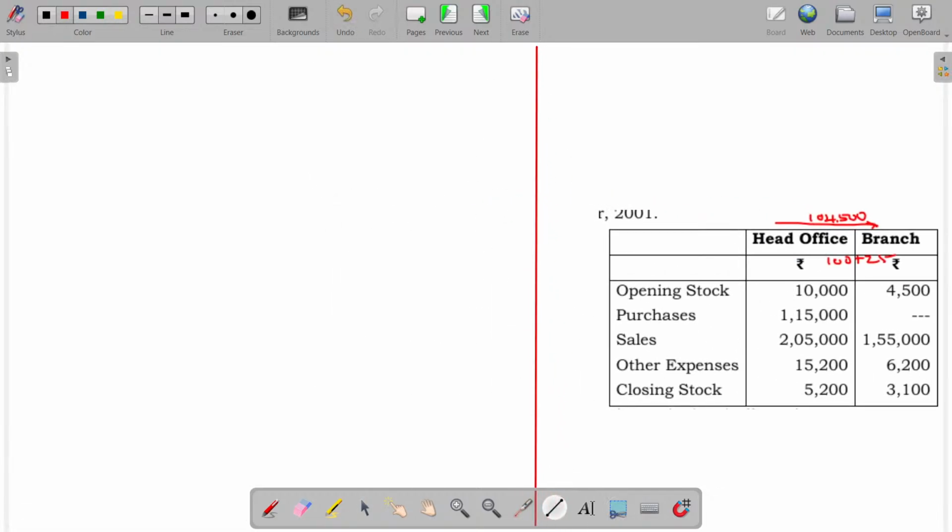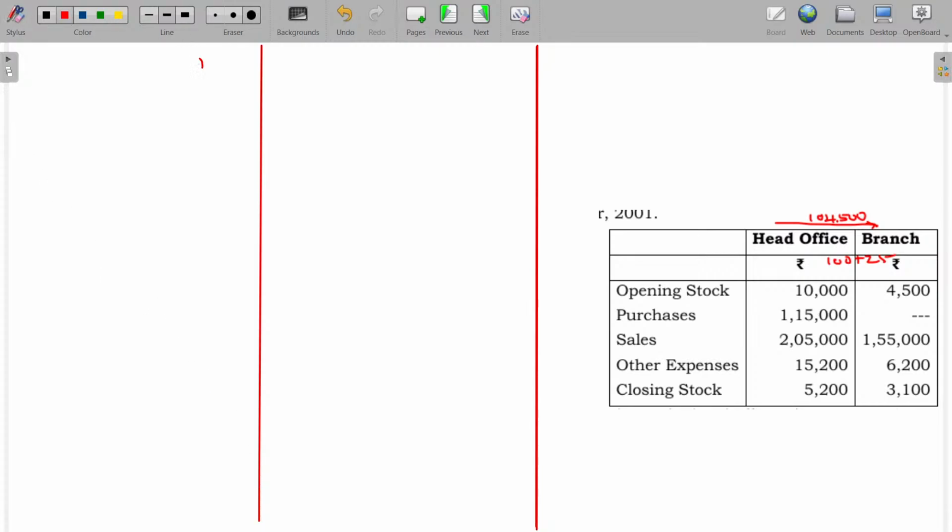Trading and P&L account. It's a normal trading and P&L account, but you have to prepare it in columnar form for both the entity. We'll start with the opening stock: 10,000, 5,000.